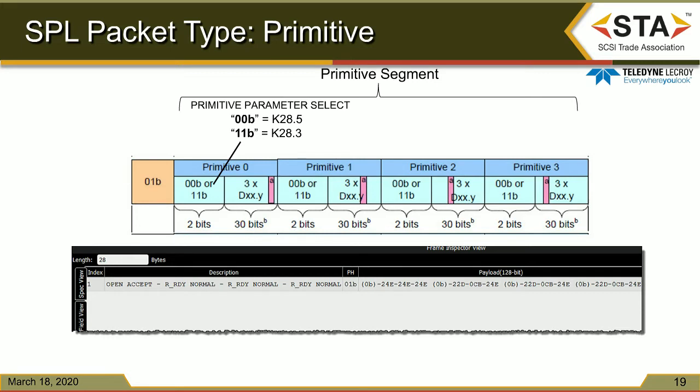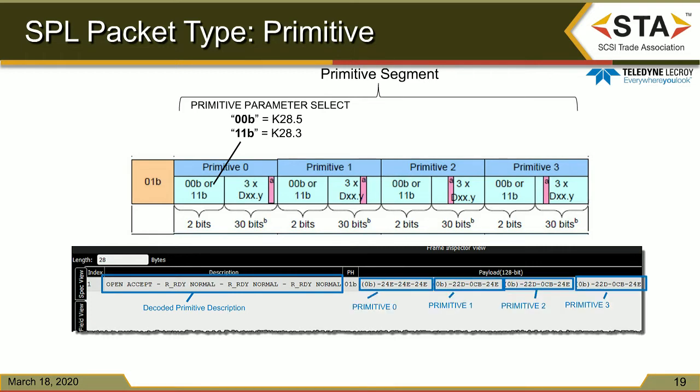In our frame inspector, there are 2 important columns here. The description on the left gives the decoded primitive name, and the payload column on the right is how we show the raw data for each primitive. So just to clarify this, we actually display the primitive parameter select in binary. So when you see 0 in parentheses here, we're showing you binary. Then the next 3 bytes are shown as 10-bit symbols.